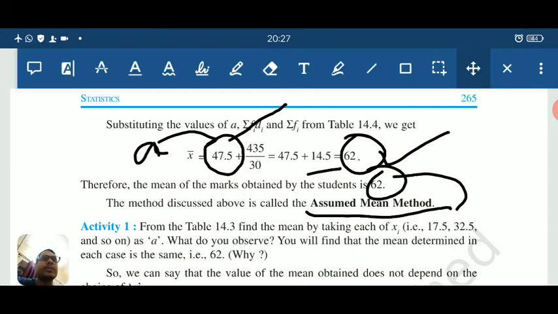Now going further, suppose the data is a little larger than what we have been finding out here. Suppose data becomes quite larger, a little more, isn't it? So in that case, what is the next method? The next method is the step deviation method, to find the mean using the step deviation method.